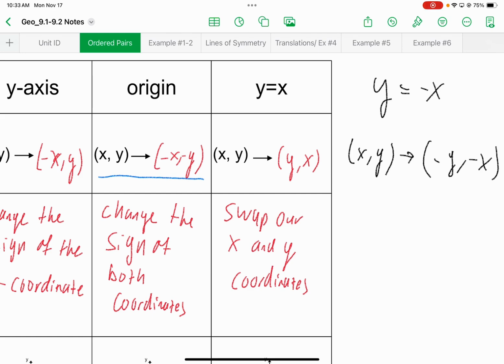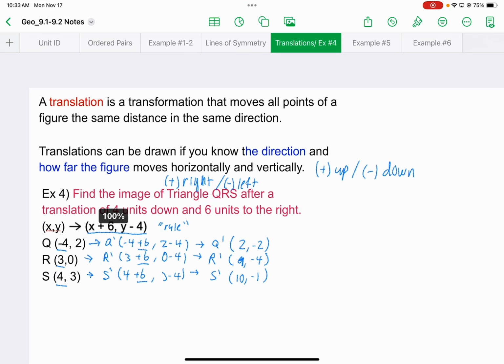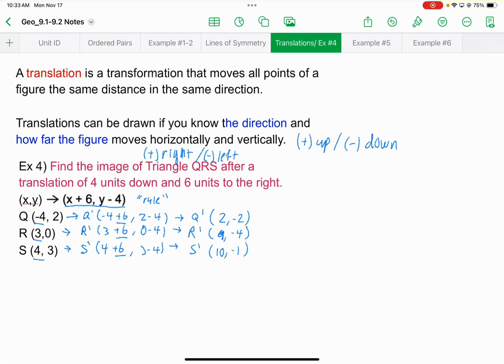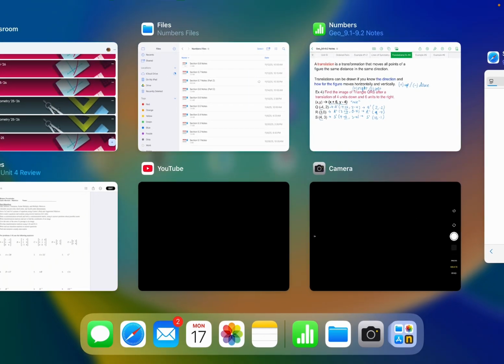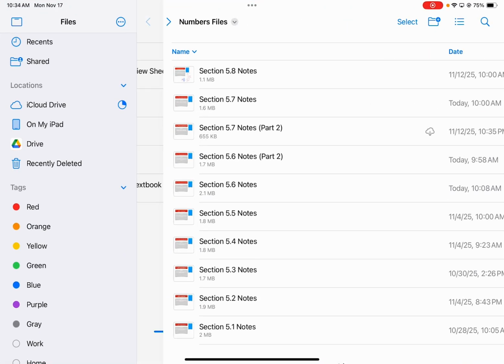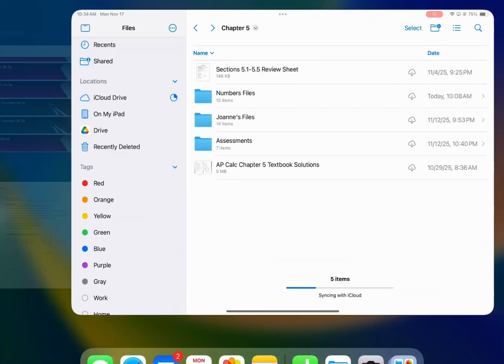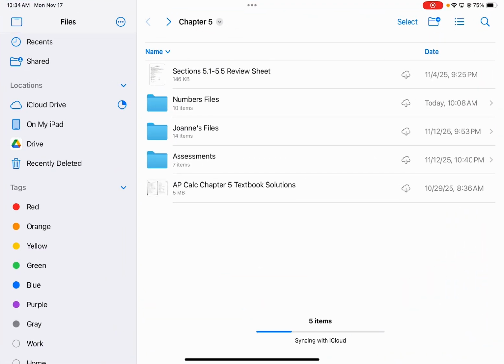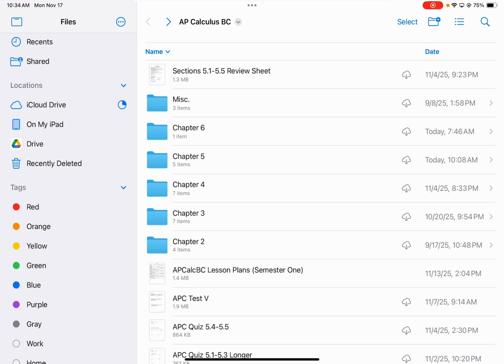And then we did translations. So we talked about shifting an object up, down, left, or right. To the right and up were our positive directions, and down and left are our negative directions. So in that case, let's do our worksheet. Let's pull this up and let's do a couple of these together.